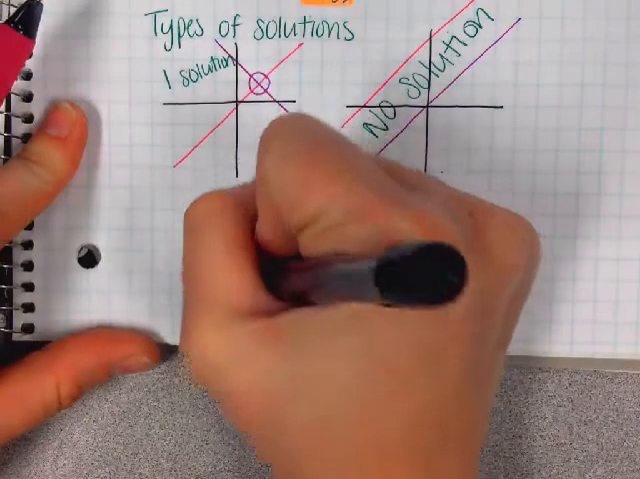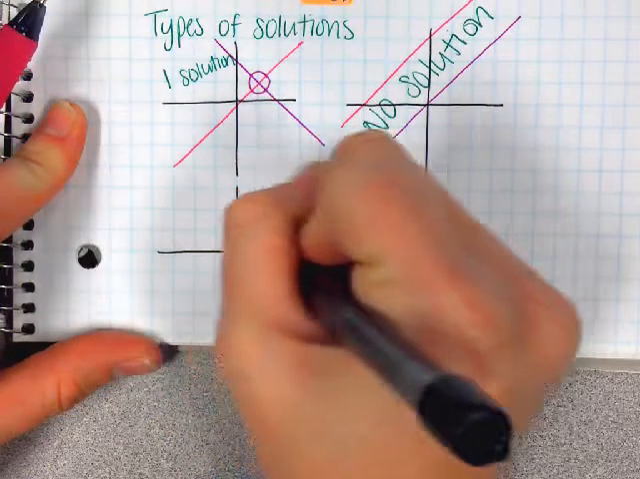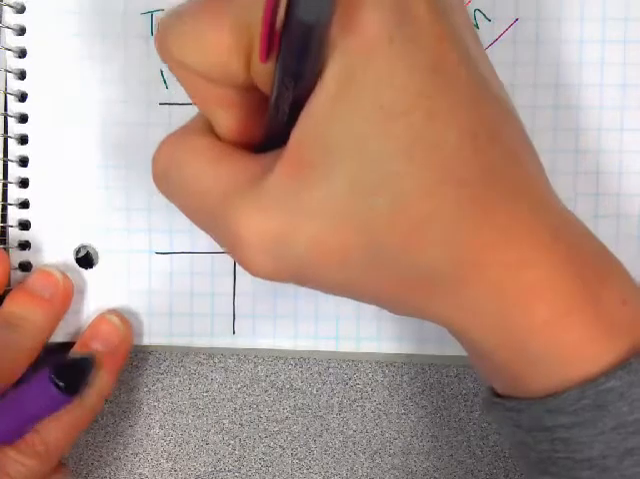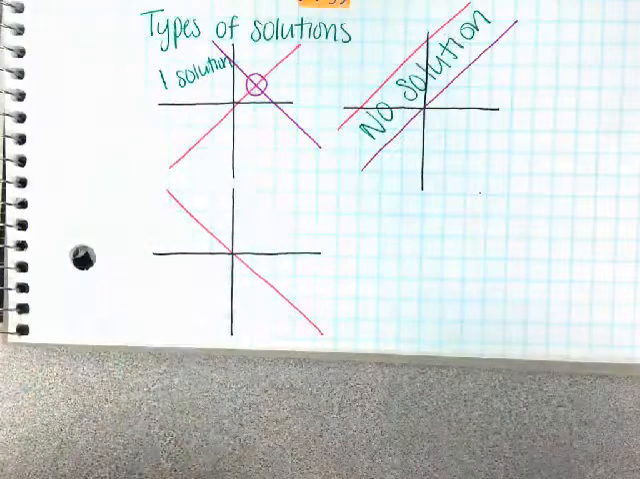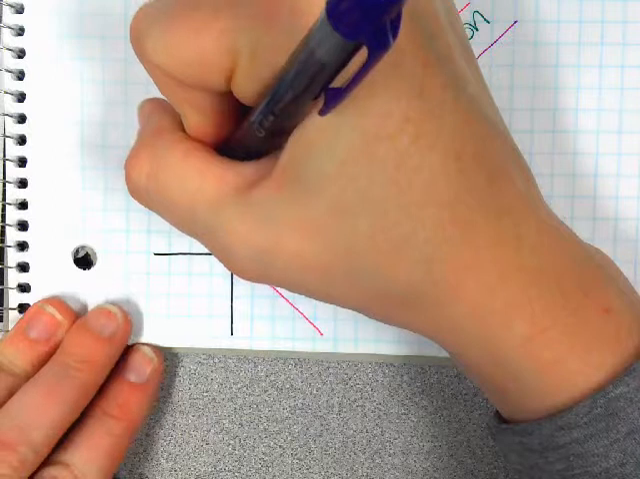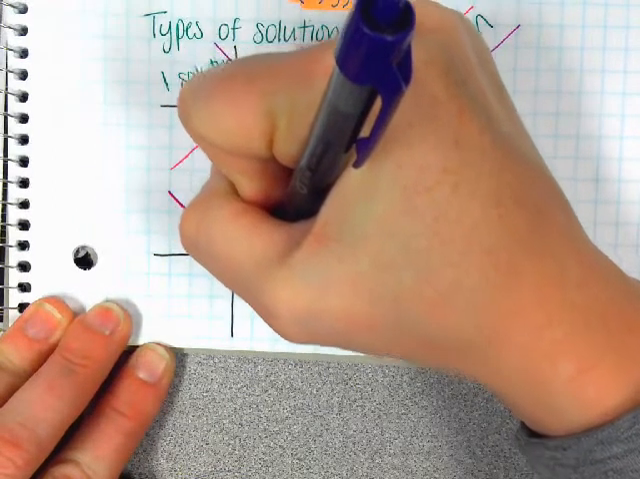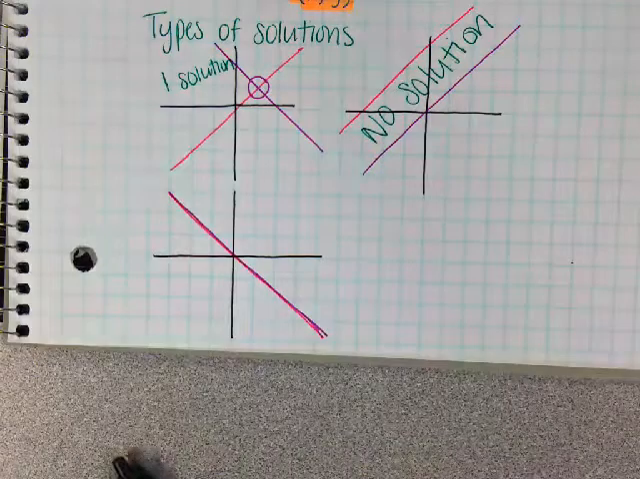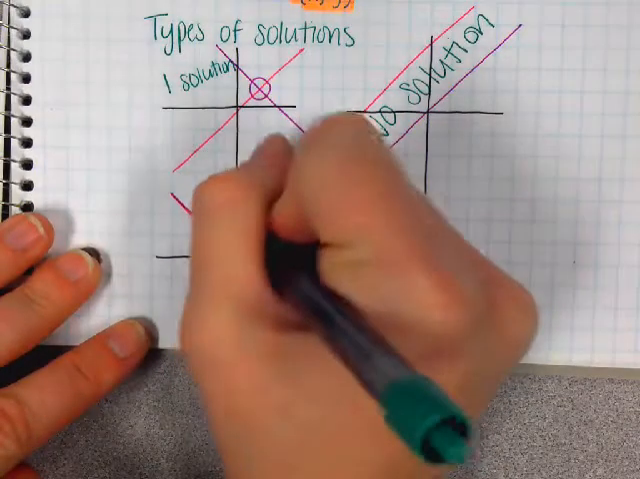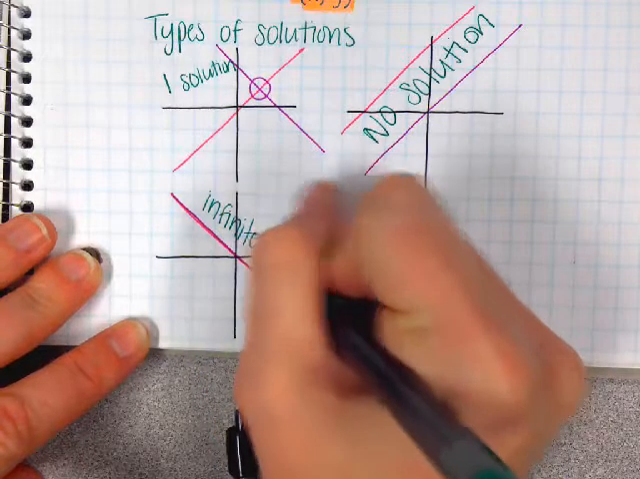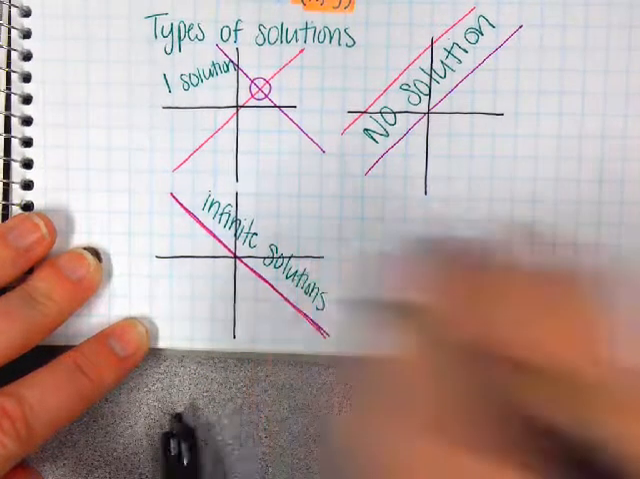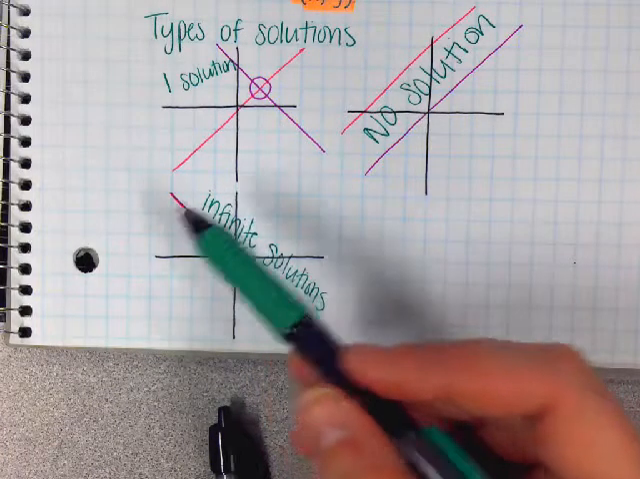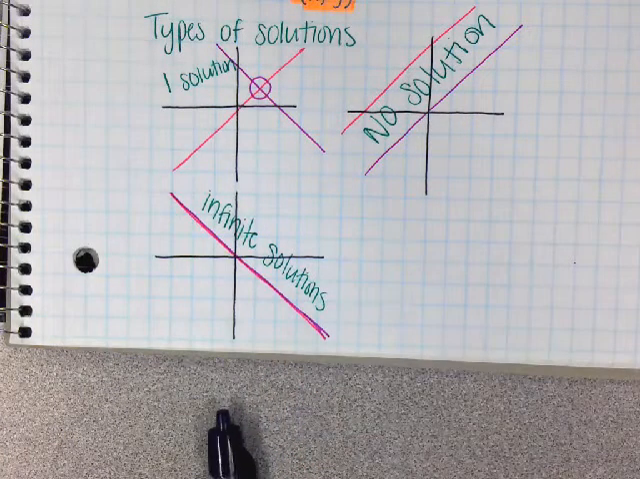You can have where you have that line, and then you have that line directly on top of it. And this would be infinite solutions. So it touches an infinite number of times. So everywhere on the pink line, the purple line is also touching.